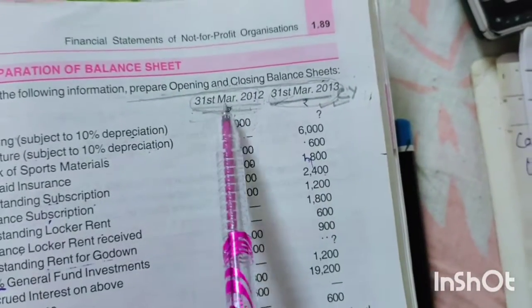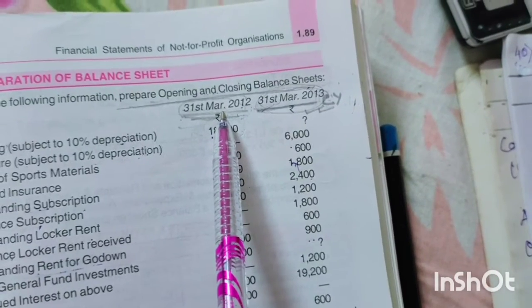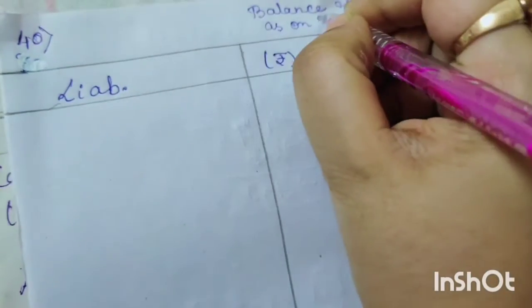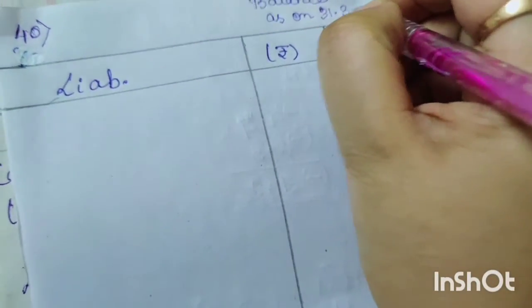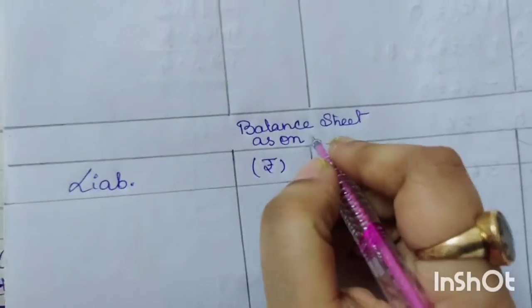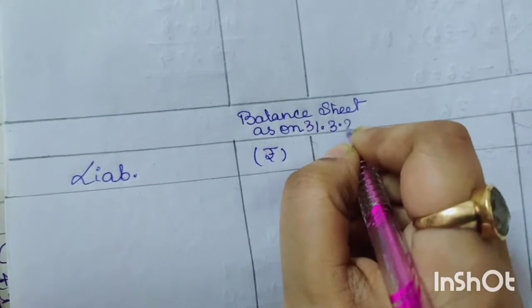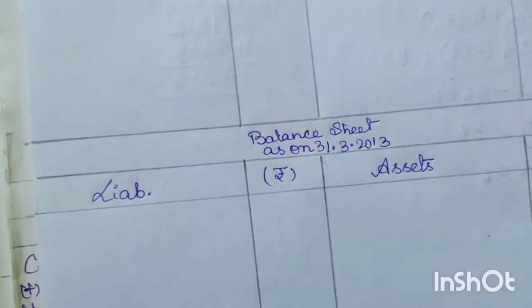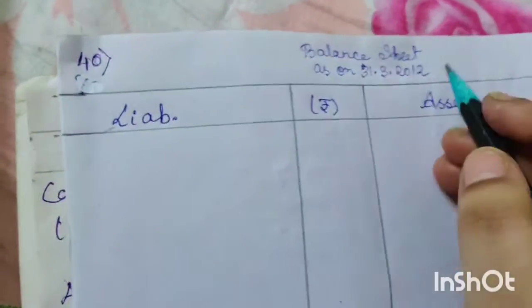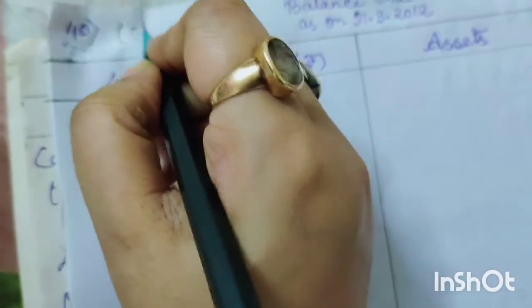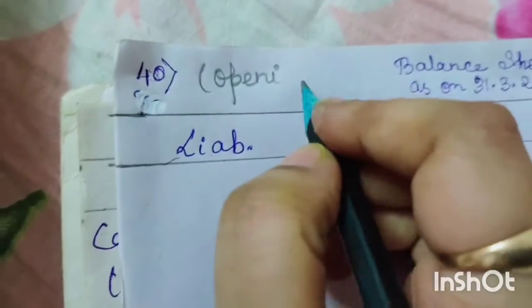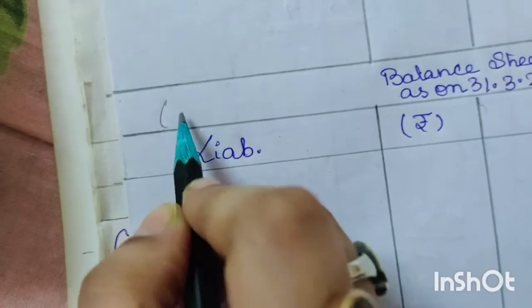Okay, first of all mention the date. What is the date given here for opening balance sheet? 31st March 2012. Then here also we will write 31st March 2012, and for closing balance sheet we will write 31st March 2013. So this is our opening balance sheet, and this is our closing balance sheet.